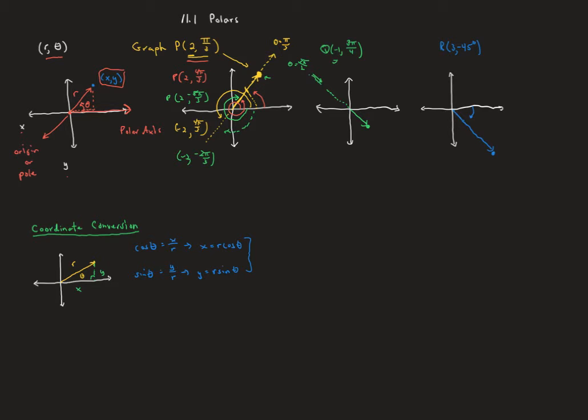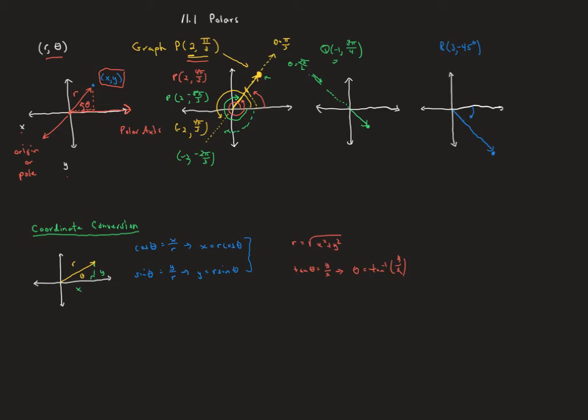Additionally, we can go the other way. So if we knew what the x and y were, we could say that the r, which is the hypotenuse in that right triangle, is the square root of x squared plus y squared. Likewise, tangent of theta is y over x, opposite over adjacent. So that means if we solve for theta, we get that theta is the inverse tangent of y over x. And so those are the formulas that we are going to use to convert from polar to rectangular or rectangular to polar.